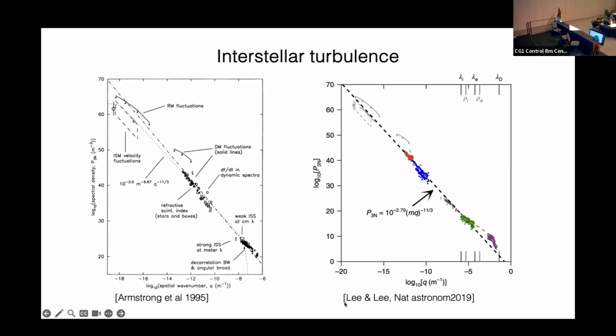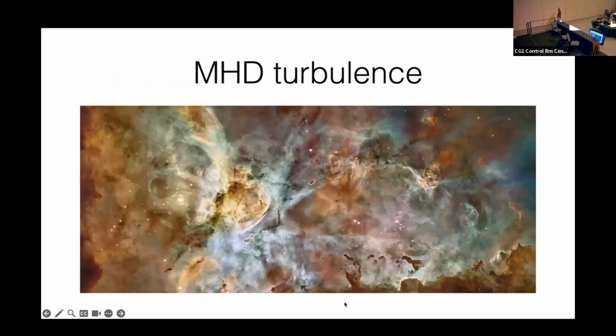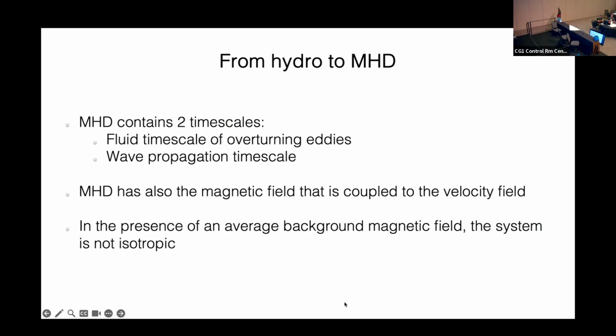So, all right. We have seen that there is plenty of evidence of a turbulent cascade similar to what Kolmogorov described for fluids in magnetized plasmas. Okay. However, there are fundamental differences. There are similarities, but also important differences.